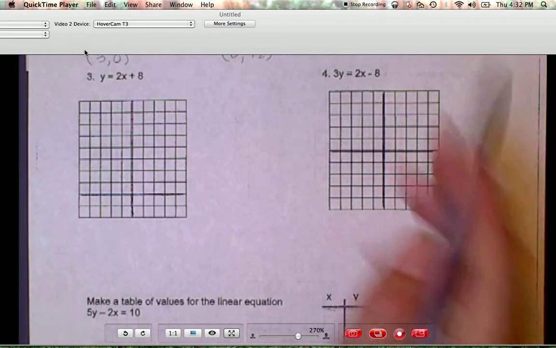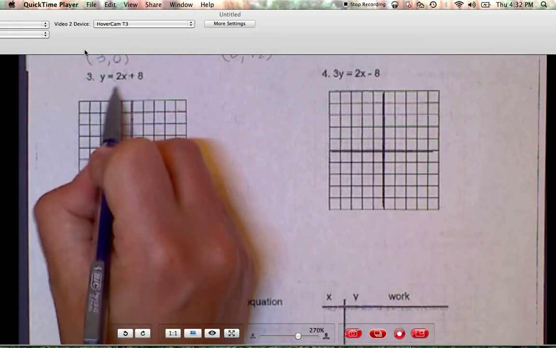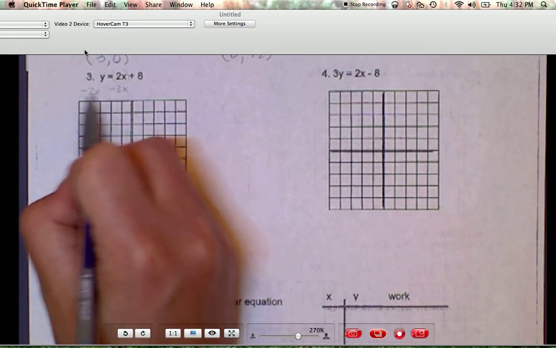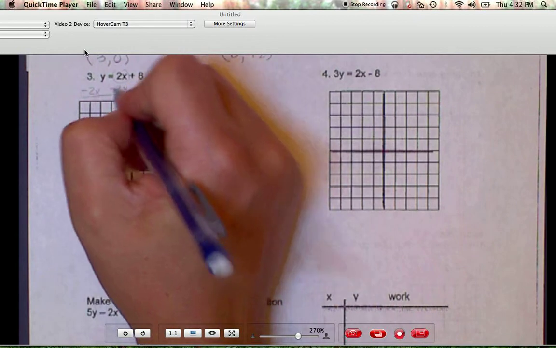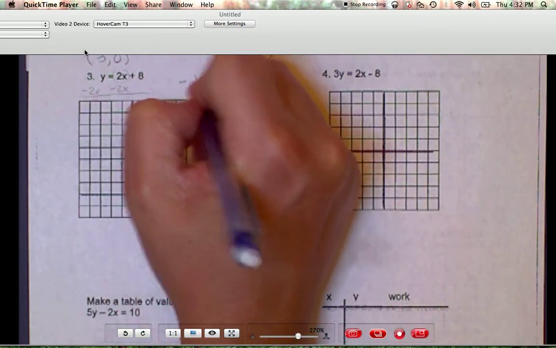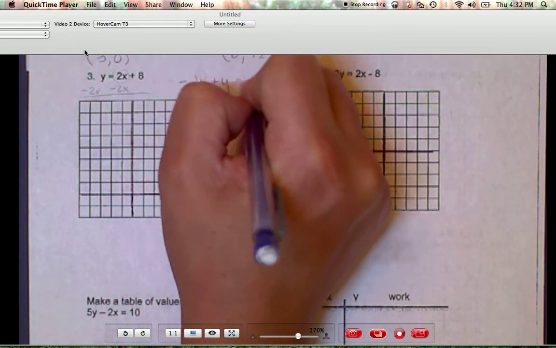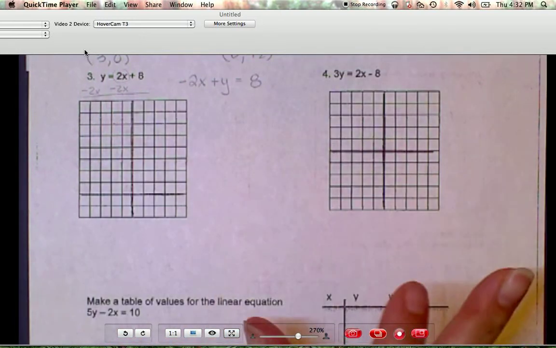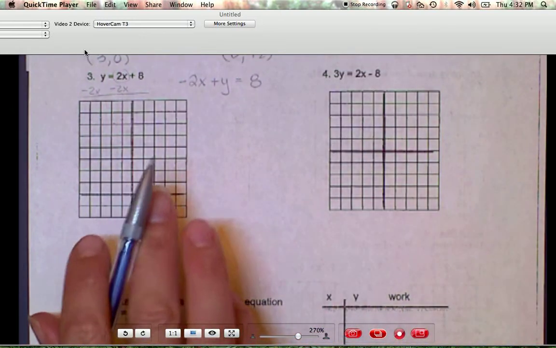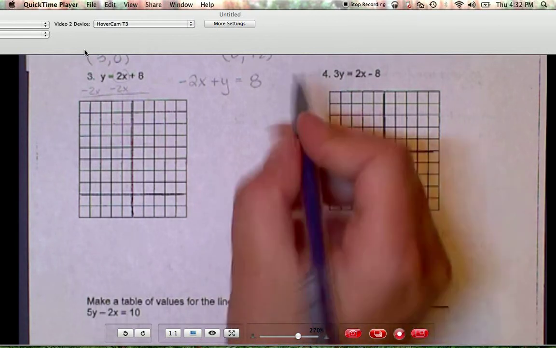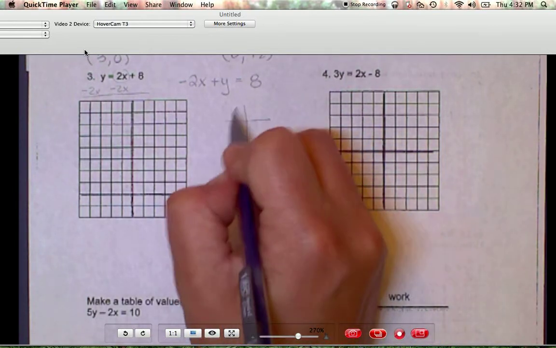So we've got to put it in standard form first, which means this 2x needs to be moved. Now this is relaxed standard form, so it's okay that this is negative. We get negative 2x plus y equals 8. That's okay. We don't have any fractions, so that's the thing. Put it in the right order and get rid of any fractions.